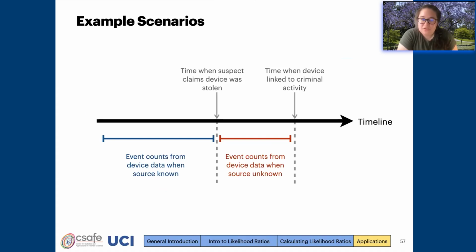So some scenarios where we might want to do something like this could be the stolen device scenario. So this would be, we have the time when a device was linked to some criminal activity, and going back in the past, there's also a time when the person of interest and suspect claims that the device was stolen or otherwise lost or just not in their ownership at the time. And so they weren't the one using it in the time leading up to the criminal activity. So what we could do is look at the pattern of event counts from this time when this person of interest was using the device and compare that to the event counts in this time period of contested ownership, so unknown source data.